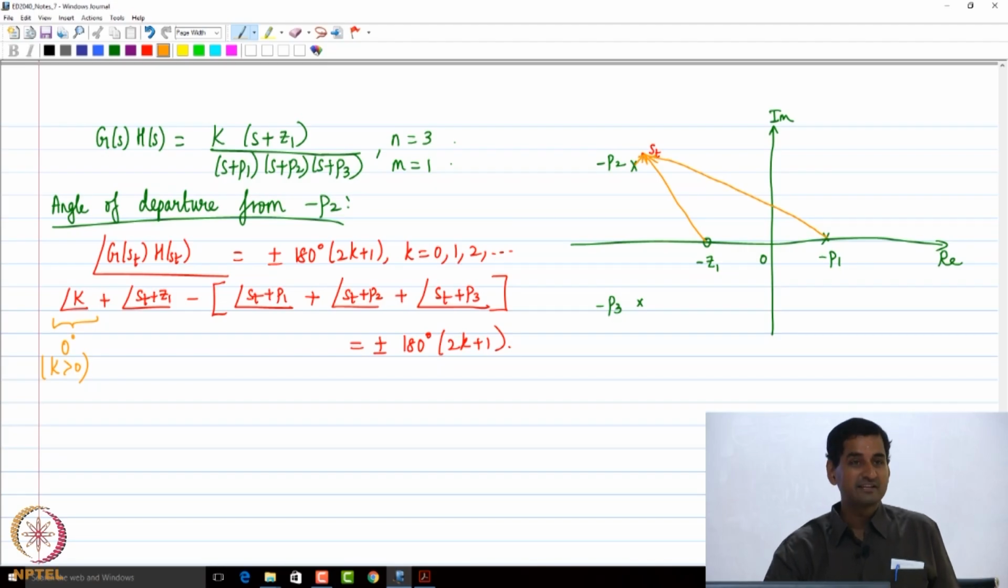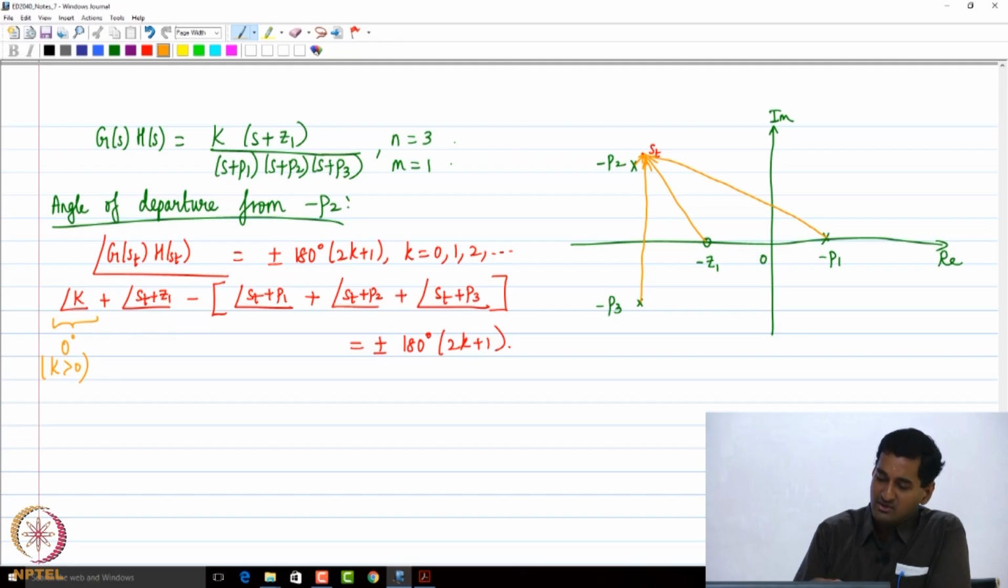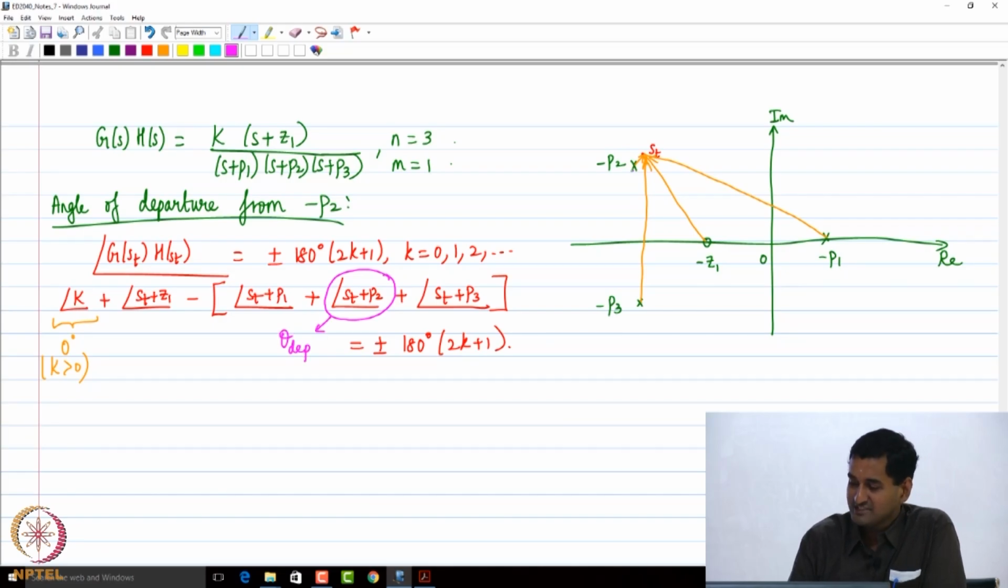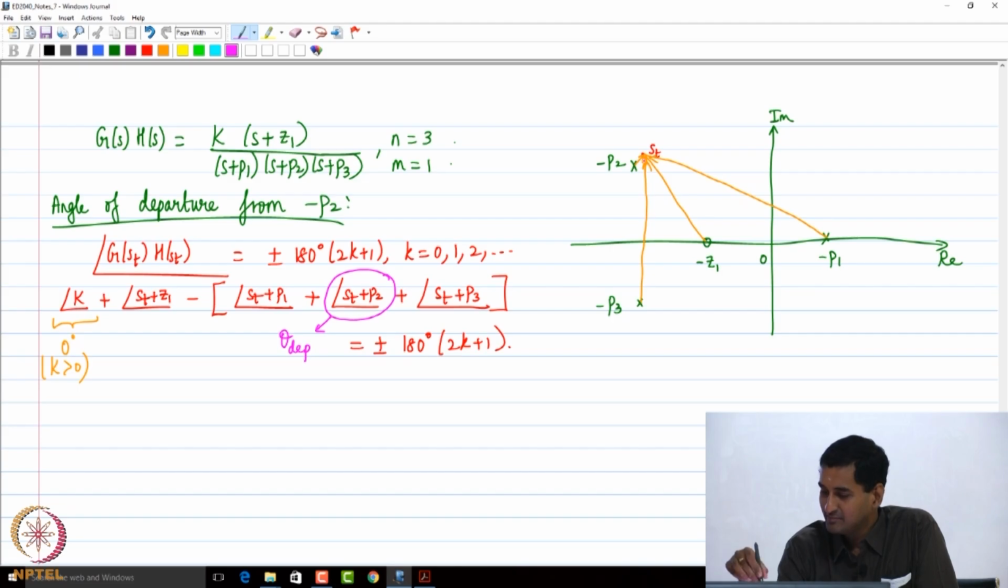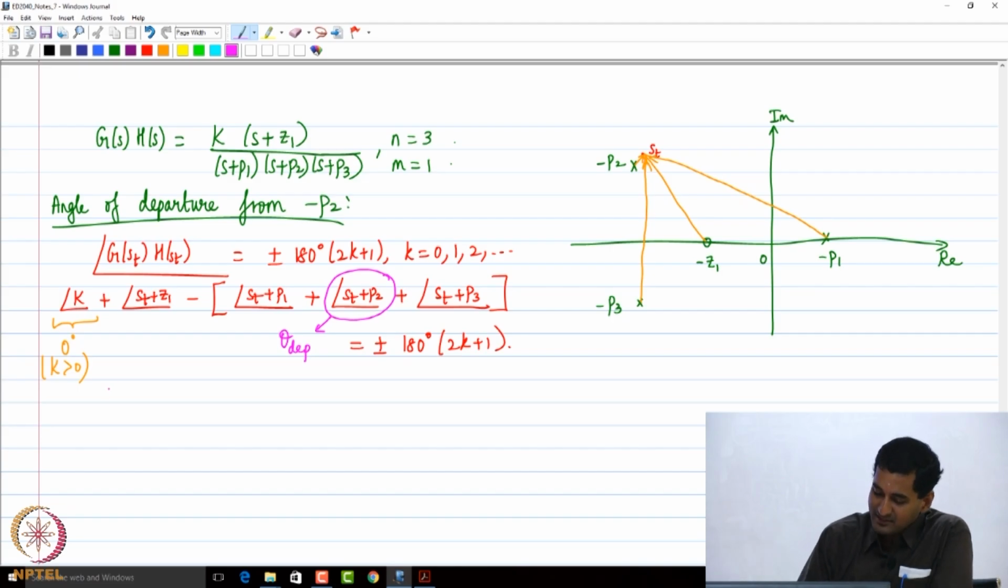It is this vector. What is the angle of S plus P3? It is the angle made by this vector. Okay? So immediately we can see that the angle of S plus P2 is the departure angle, because S plus P2 is the direction in which the root locus will start. So that is the departure angle.